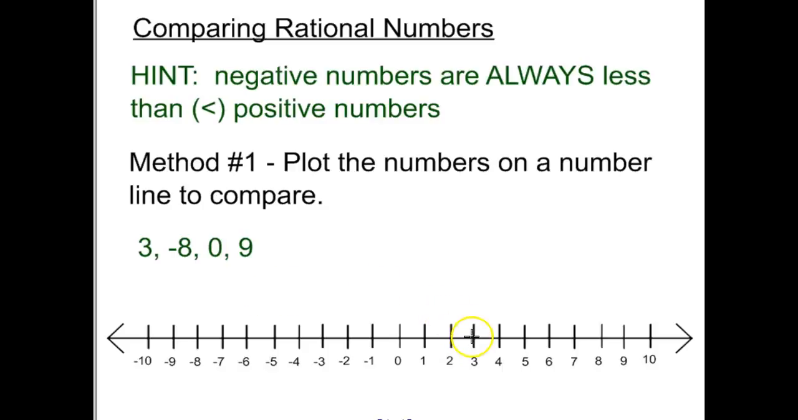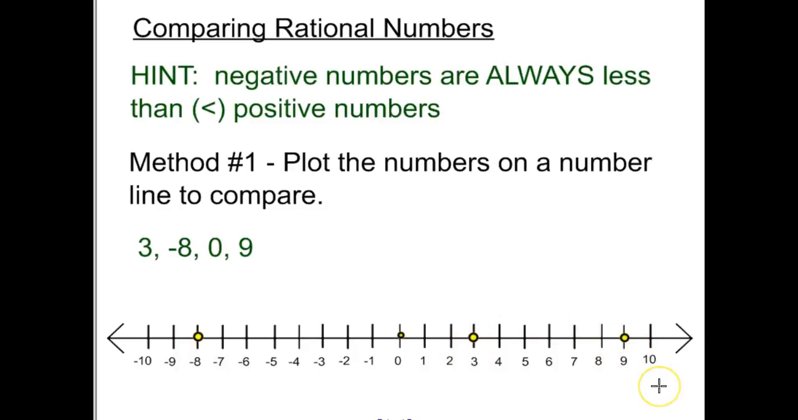3 is located to the right of 0. -8 is to the left of 0. Here's our 0 and our 9. Now we can more easily put our numbers in order from least to greatest. The least number will be the farthest to the left. So -8 is smaller than 0, which is smaller than 3, which is smaller than 9.